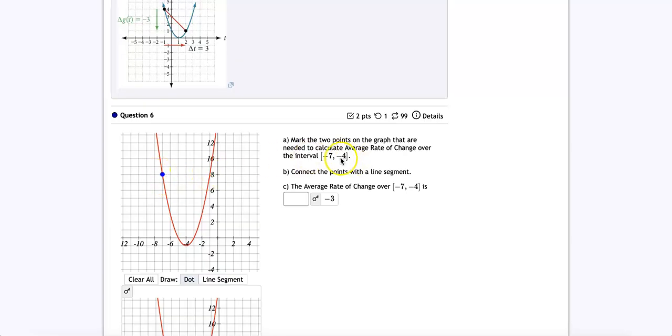And then the second point is going to be at -4. So we find -4 and we trace it down to the point where it's located. And now we connect with a line segment from -7 to -4. And then the result is the average rate of change across this interval will be represented by the slope of this line. So the slope of this line you can find counting boxes. You go down 3 over 1, down 3 over 1, down 3 over 1, and that's why we see that the average rate of change is -3.